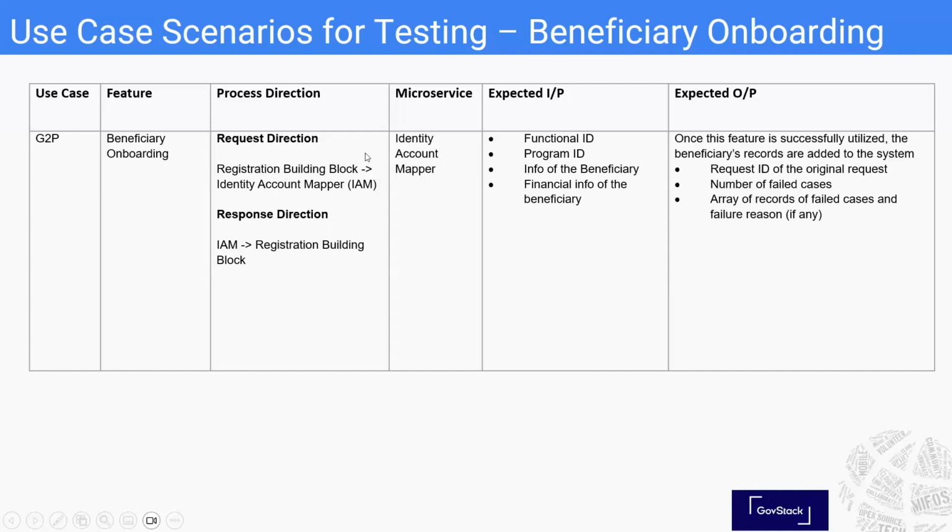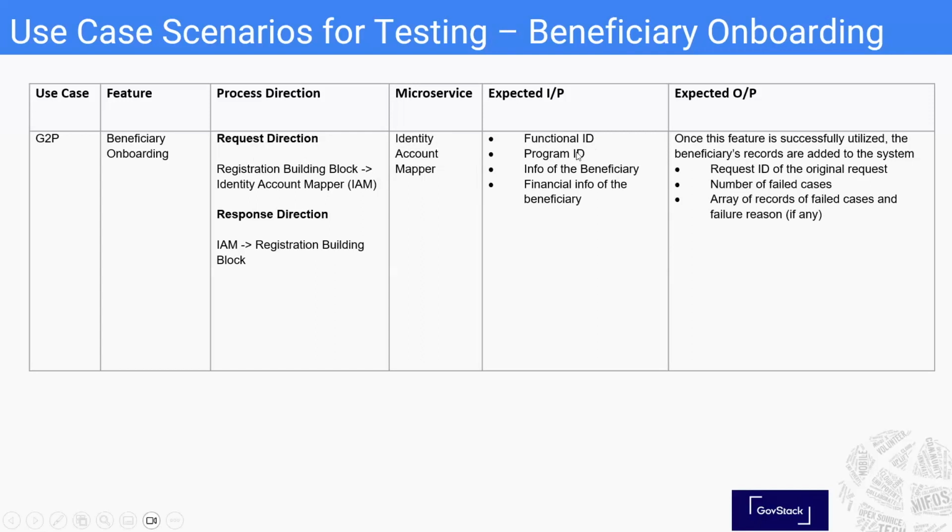So this beneficiary onboarding is primarily targeted towards the identity account mapper service of the payment building block in Payment Hub. The expected inputs are that once the beneficiary onboarding batch or list is sent towards the identity account mapper, it should include the functional IDs. Functional IDs are those IDs that have been allotted to the beneficiaries at the time of their being registered into the whole ecosystem of GovStack or an e-government.